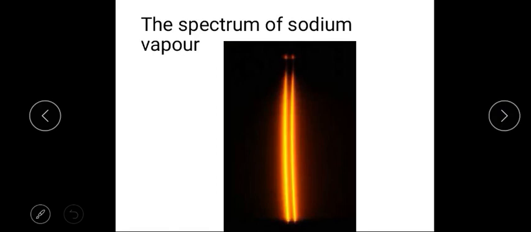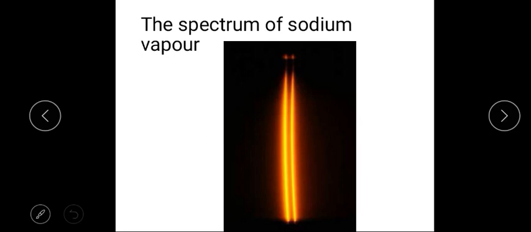And this is the line emission spectrum of sodium vapor, which consists of two strong yellow lines. One is a strong yellow line with a wavelength of 590 nanometers, and the other is a lighter, dim yellow line with a wavelength of 596 nanometers. This is the characteristic spectrum of sodium vapor. So what can we conclude from the line emission spectrum?